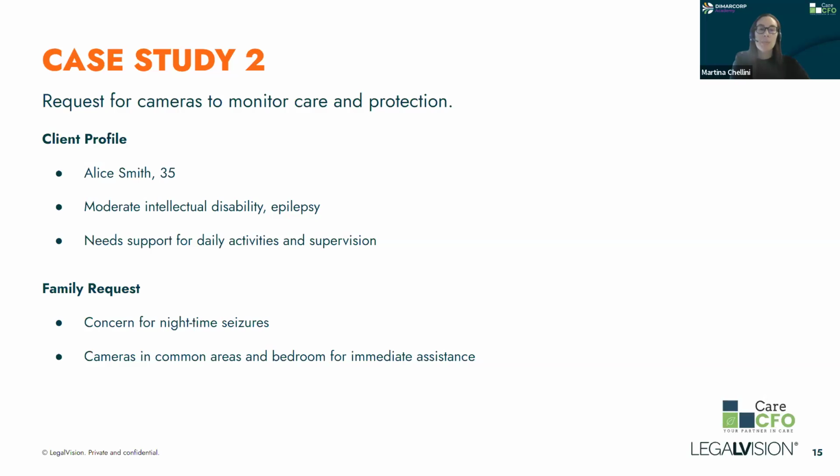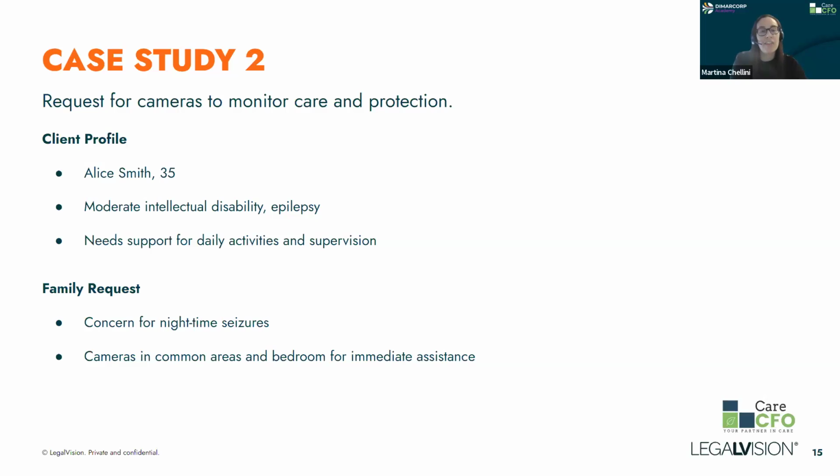So as we weigh the benefits against the risks and challenges of installing cameras in Alice's residence, we recognise the potential for enhanced safety and peace of mind for her family. Yet, we must also acknowledge the significant privacy infringement that continuous surveillance entails, as well as the complexities of obtaining informed consent from all residents and staff.